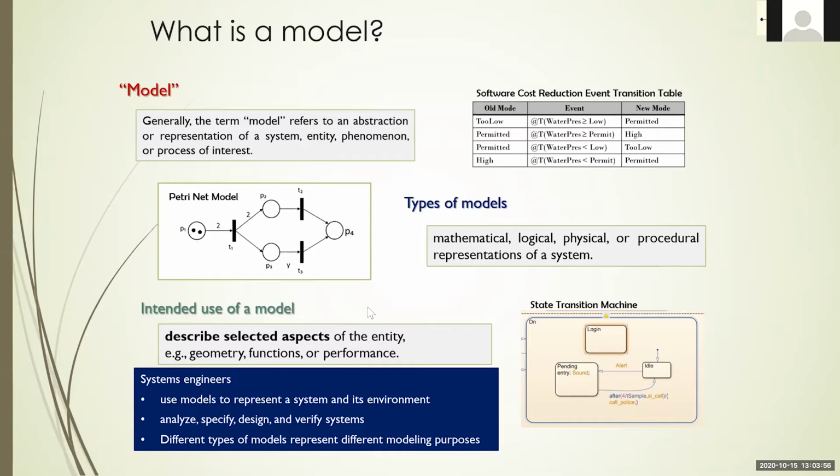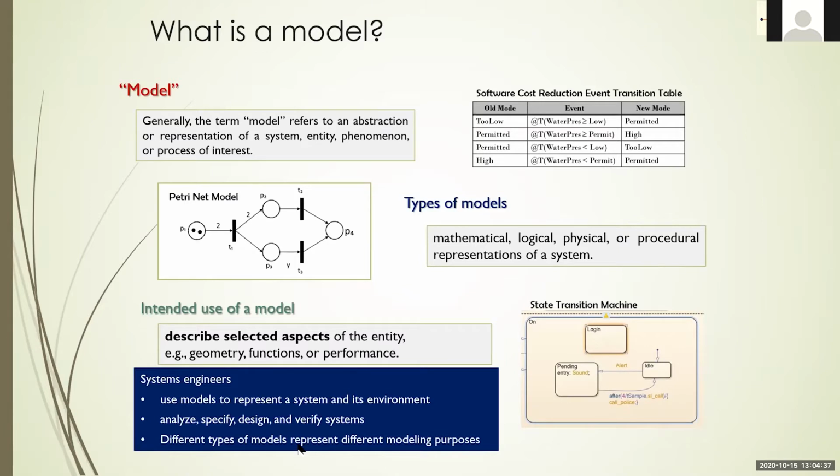The other important thing is what is going to be the intent of your model. You need to identify the characteristics or aspects that you want to represent for the entity or system that you want to understand. Systems engineering may use models to represent the system and its environment. This is very important. The system is not there alone. You are going to put that system in an intended environment, and it's important that you consider the environment when you are modeling your system. And you will use this model to analyze, specify, design, and verify the systems, okay?